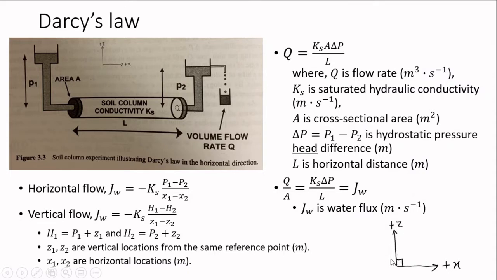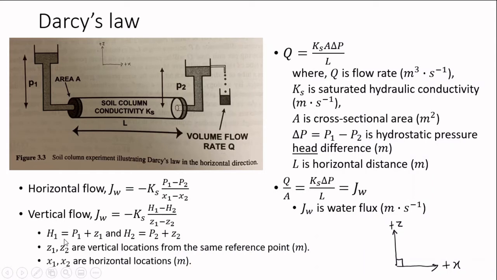As a result, z1 minus z2 gives a negative value. So we need a negative sign here to cancel out the negative value produced by z1 minus z2. So vertical flow, JW, the water flux, equals negative saturated hydraulic conductivity multiplied by, in the bracket, h1 minus h2, divided by z1 minus z2.